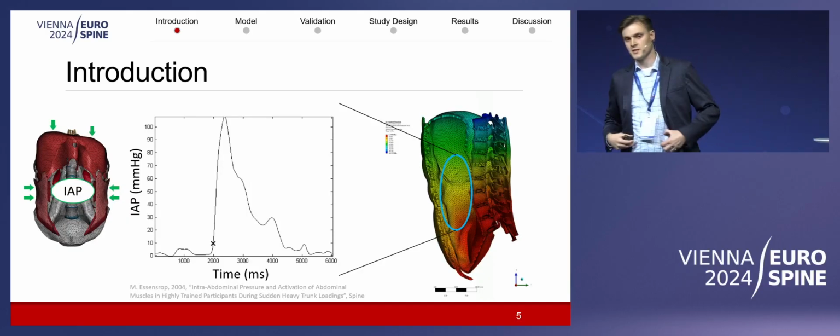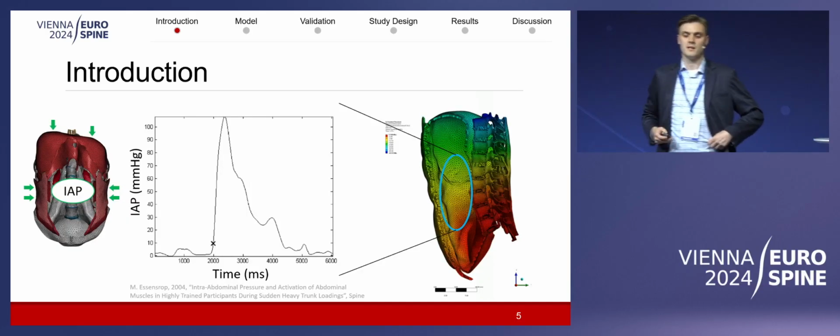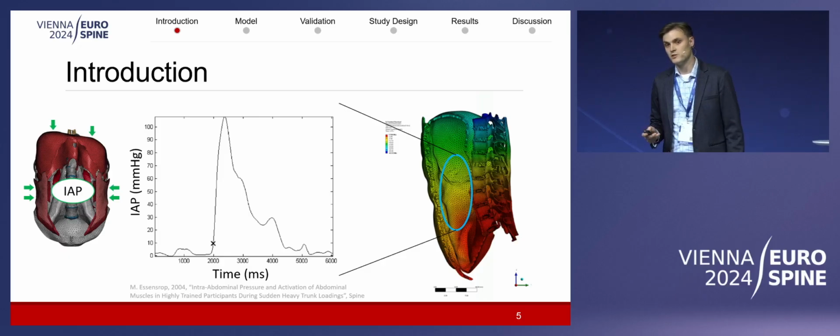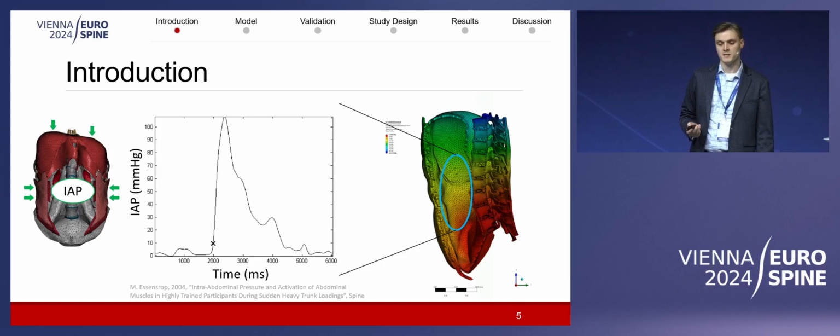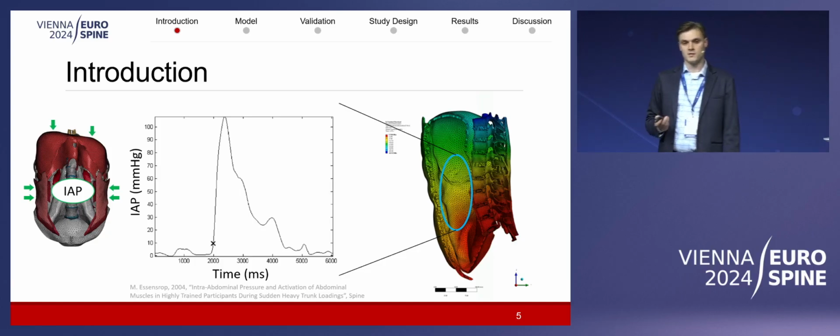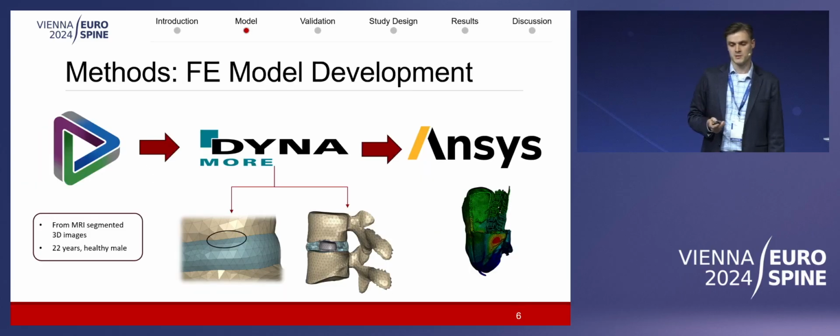IAP is the pressure contained within the abdominal compartment and is proven to have large transient variations during lifting. Our aim was to study the effects of movement speed and high IAP on spine stability during movement.